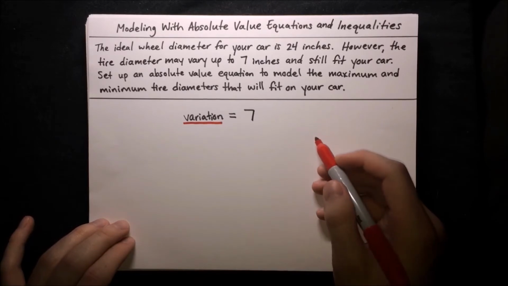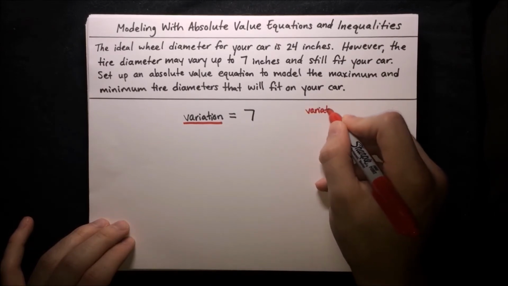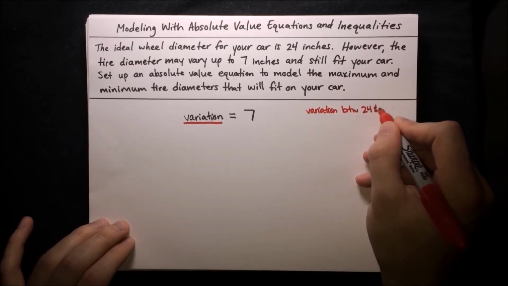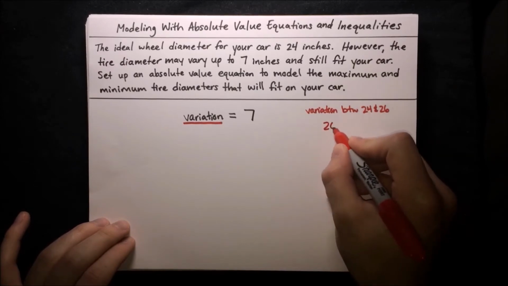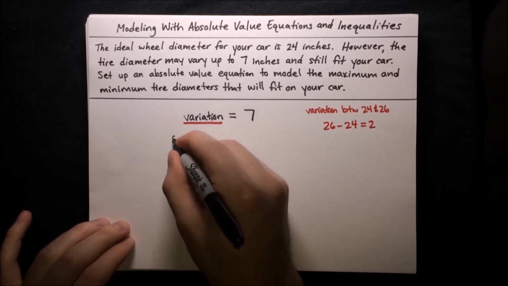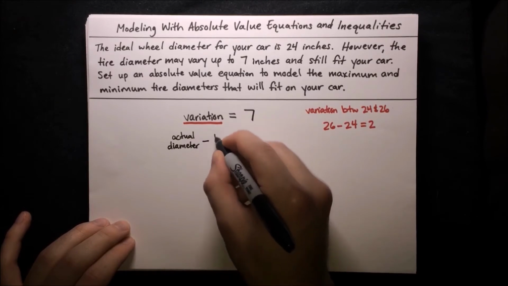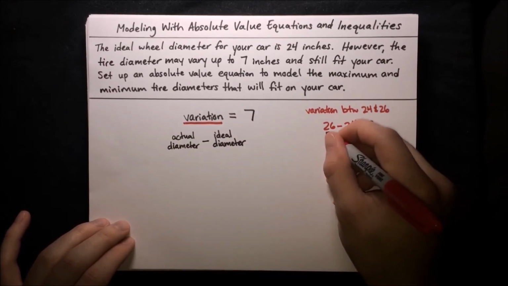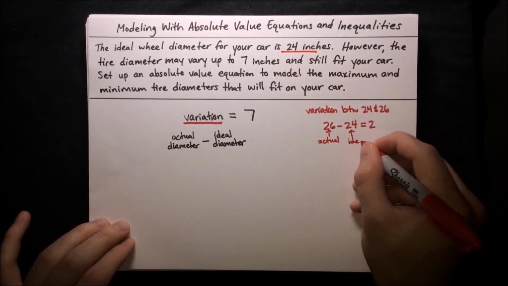Just for the sake of argument, suppose we had a tire with diameter 26 inches, and we wanted to find the variation between 24 and 26. In that case, we already know that the variation should be 2, so we can set up an equation that 26 minus 24 equals 2. So that's suggesting that variation takes the form actual diameter minus ideal diameter. Because 26 here we're interpreting as the actual diameter, and 24 is, of course, the ideal diameter.